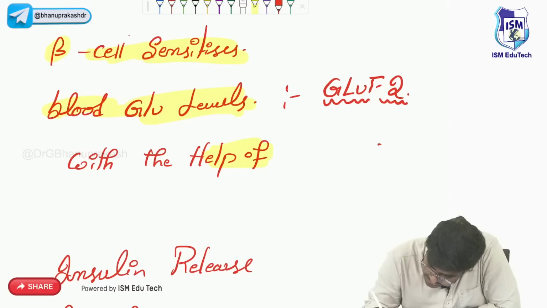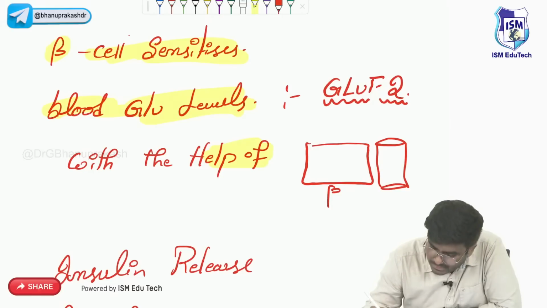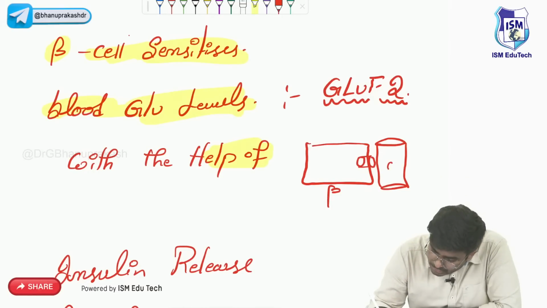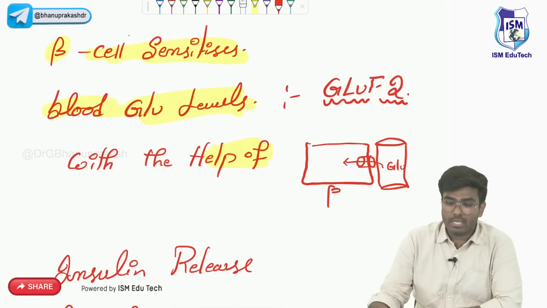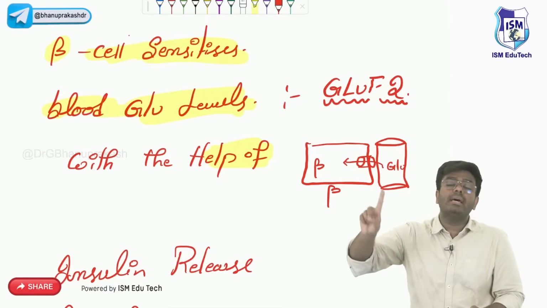Let me show you. See, this is the blood vessel. This is the beta cell. Now there is a channel here which is called GLUT2. This GLUT2 channel allows the blood glucose levels in, so that this beta cell all the time knows what the blood glucose level is.